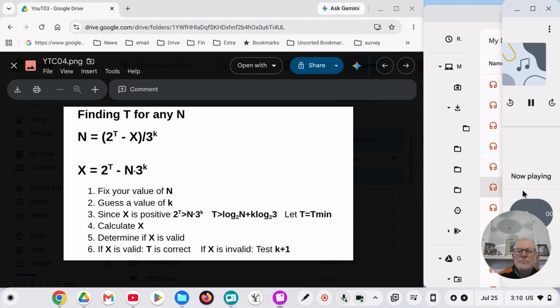If k is the correct value for N, then almost invariably t min is the correct value of t. Rarely it can be t min plus 1. Now place N, t min, and k into the equation and find x. The next thing you do is you determine whether x is valid. If x is valid, then t is a correct value for that N. But if x is invalid, test another value of k. You can increase k by 1 and quickly you will find the correct k.